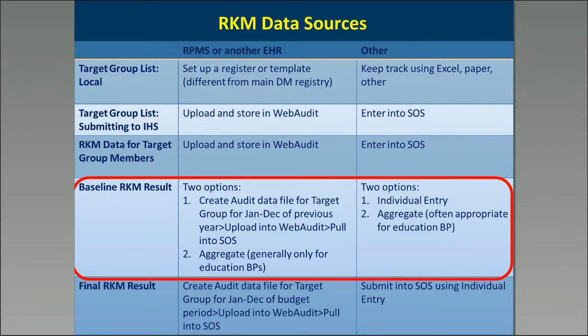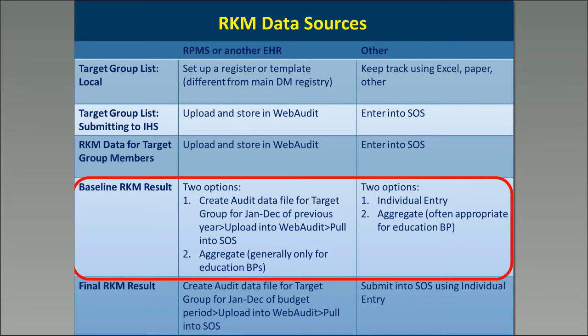I have another table here that highlights some of the required key measure data sources. There are two sources mainly that you can submit your data from, and one is from the RPMS or another EHR. You would begin by setting up your target group list using a register or a template, and it may be different from your diabetes registry. When you're using RPMS or EHR, your target group list is going to be uploaded and stored into the web audit, as well as your target group data for your target group members. That will be in the web audit as well.